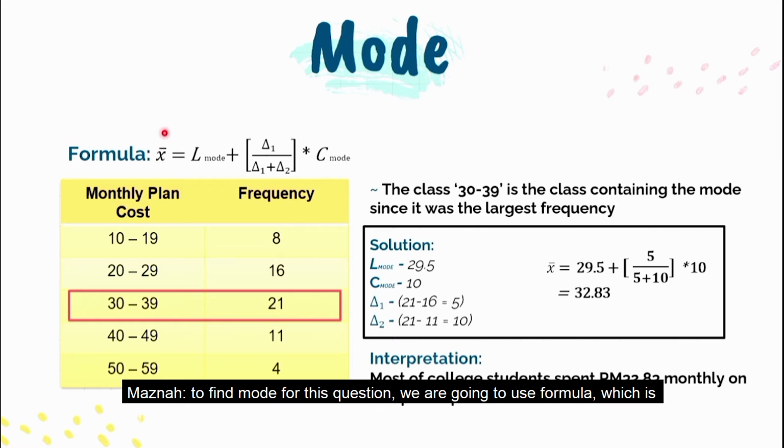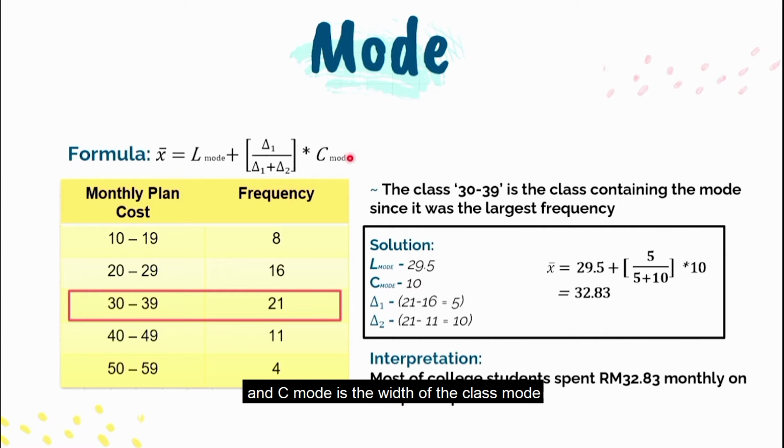To find the mode for this question, we are going to use the formula x bar equals L mode plus delta 1 over delta 1 plus delta 2 times c mode, where L mode is the lower boundary of the class that contains the mode. Delta 1 is the difference between the frequency of the class containing the mode and the frequency of the class before it. Delta 2 is the difference between the frequency of the class containing the mode and the frequency of the class after it. And c mode is the width of the modal class.